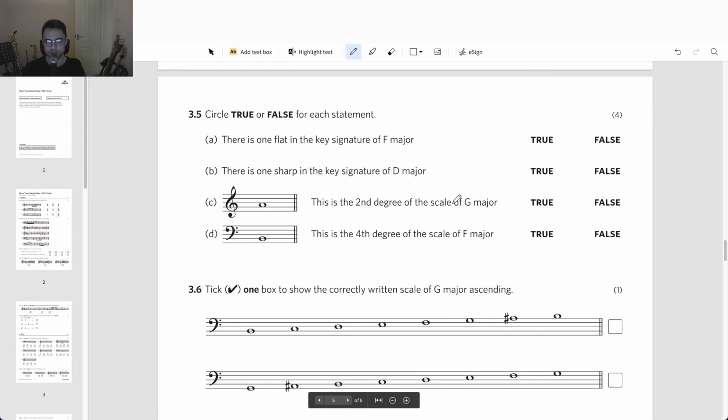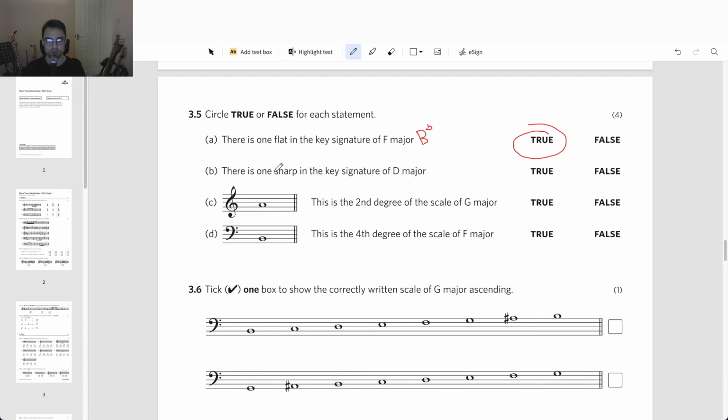Okay, 3.5. Circle true or false for each statement. A. There is one flat in the key signature of F major. True. True, F major just has a B flat in it. One flat.